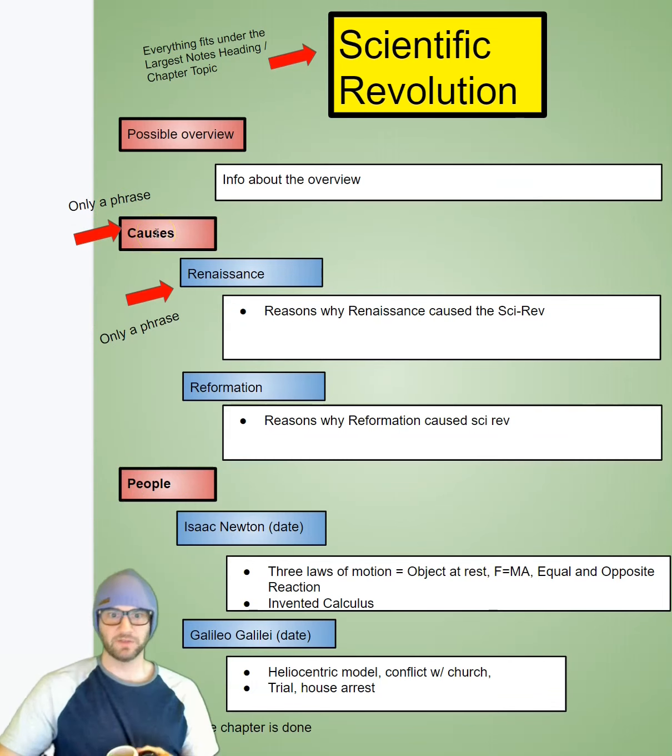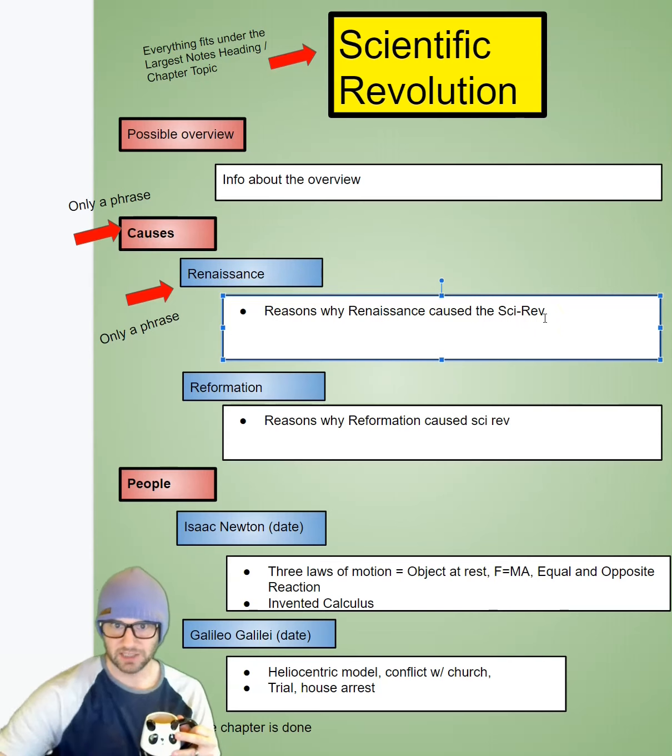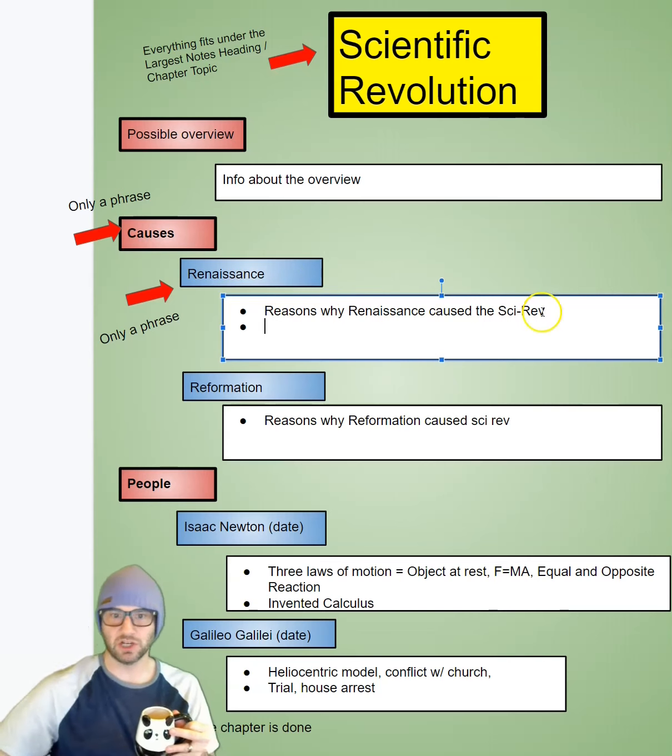Well, if there was only one cause, I would just start taking notes. But there might be multiple causes of the scientific revolution. So I divide multiple causes into multiple subheadings or subtopics, like the Renaissance caused the scientific revolution, the Reformation caused the scientific revolution. Those are just two, just to show you. And these subheadings are also only a phrase, Renaissance, Reformation. And then what I typically do is to put the information next to these subheadings. And I very much like to use bullets and dashes and arrows and such like that.